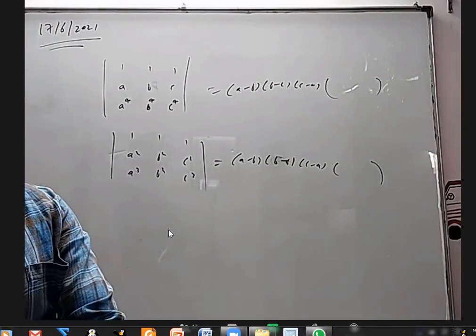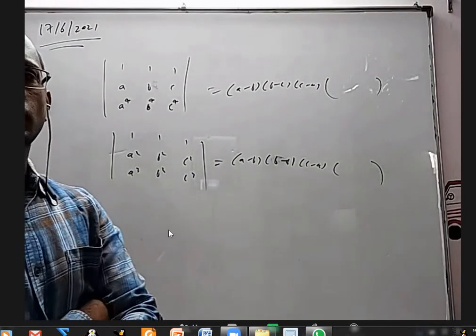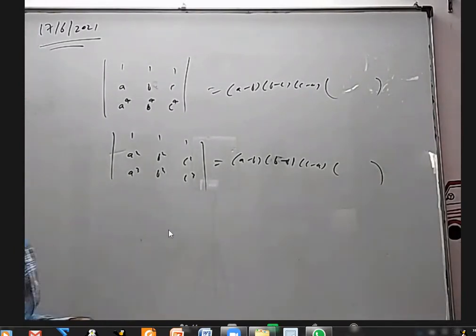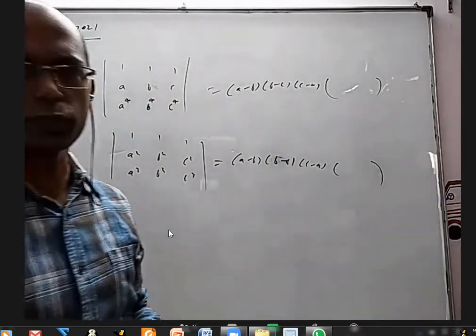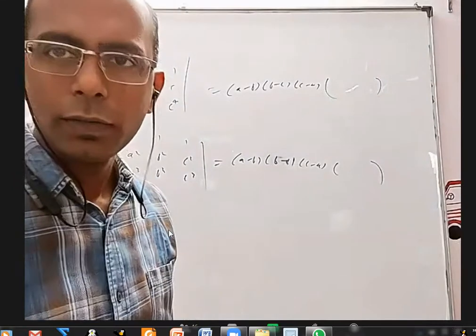A square plus b square plus c square, sir. A square plus b square plus c square. Okay, but we were looking for a second degree option.